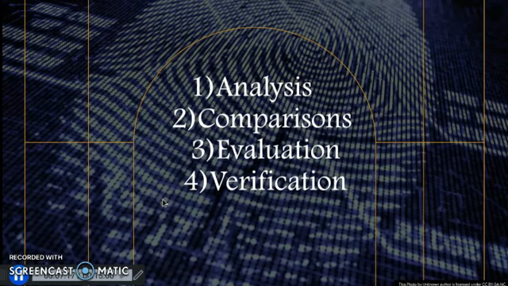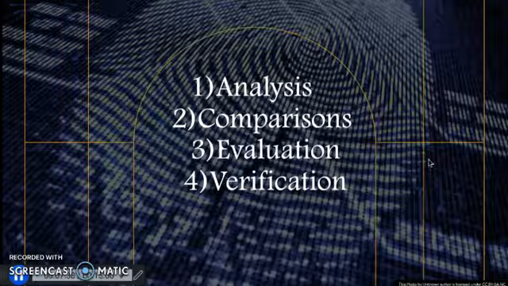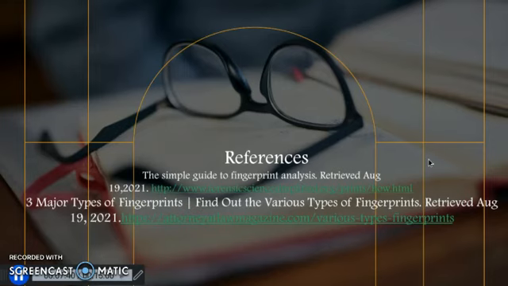Verification is when another examiner independently analyzes, compares, and evaluates the prints to either support or to refute the conclusions of the original examiner. The examiner may also verify the suitability of the determination made in the analysis phase. The next is the reference page.